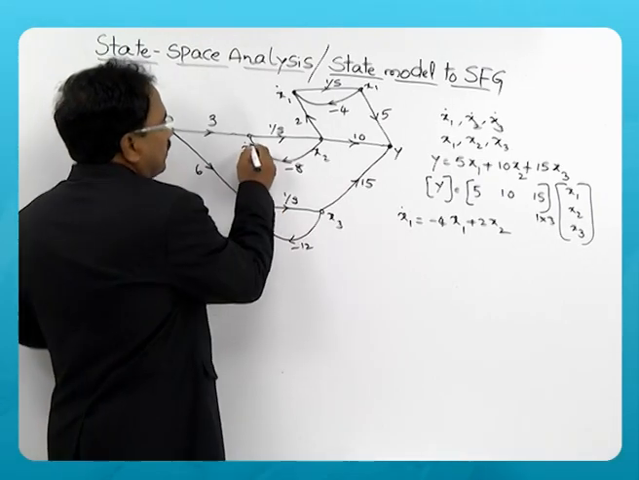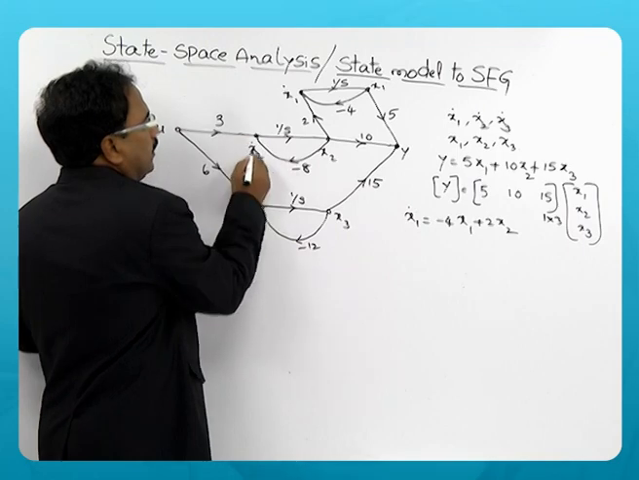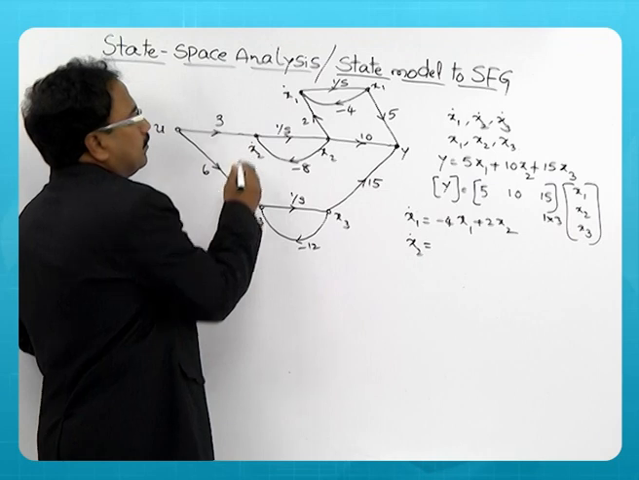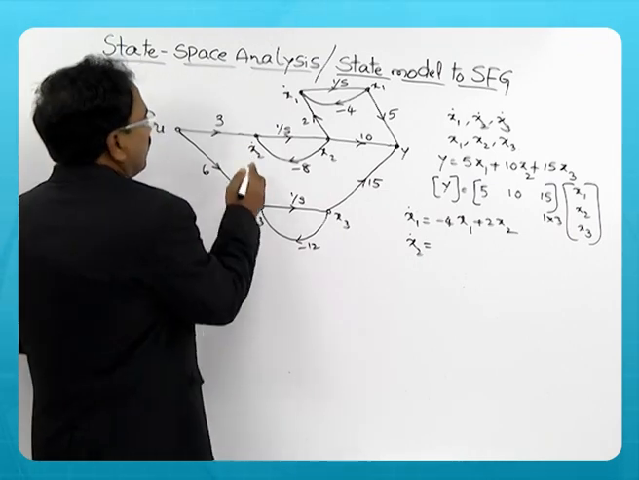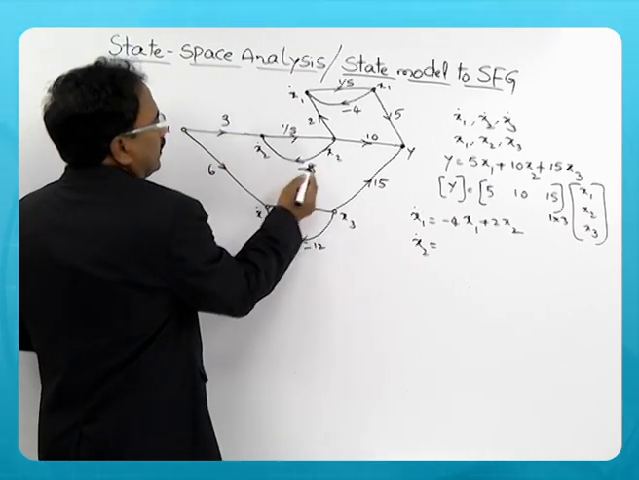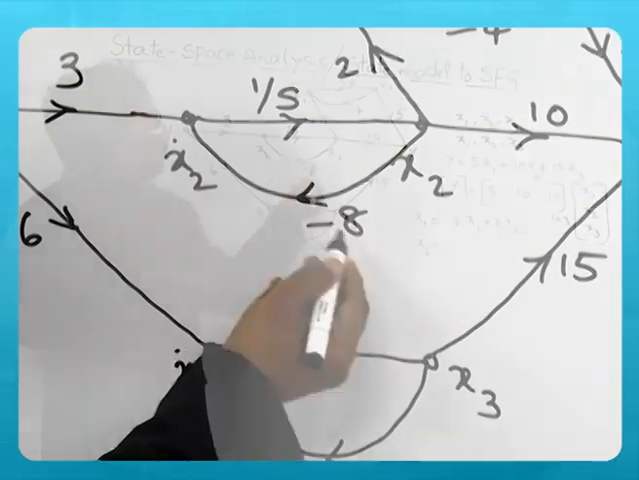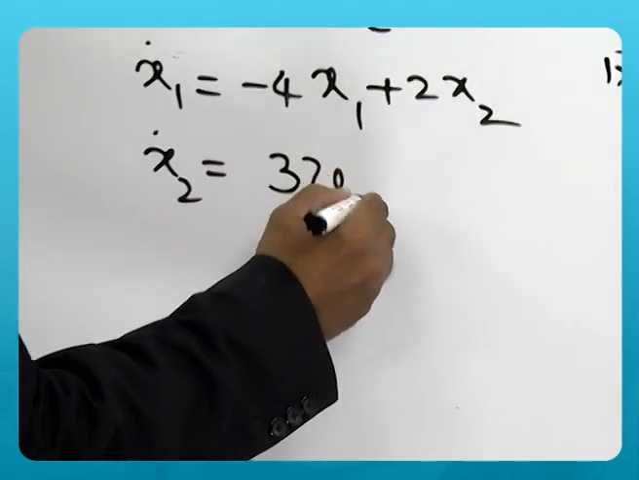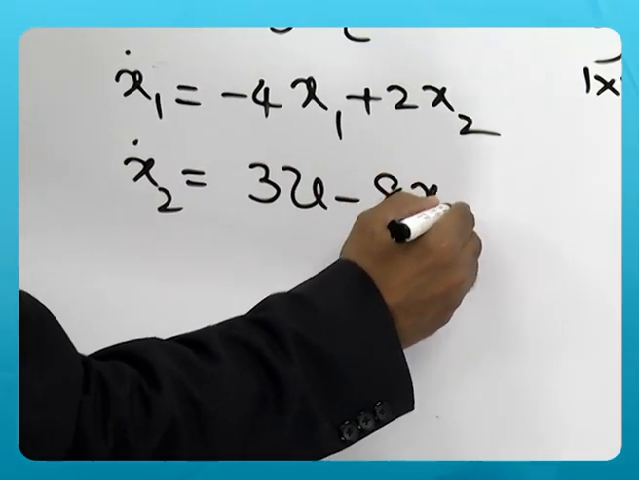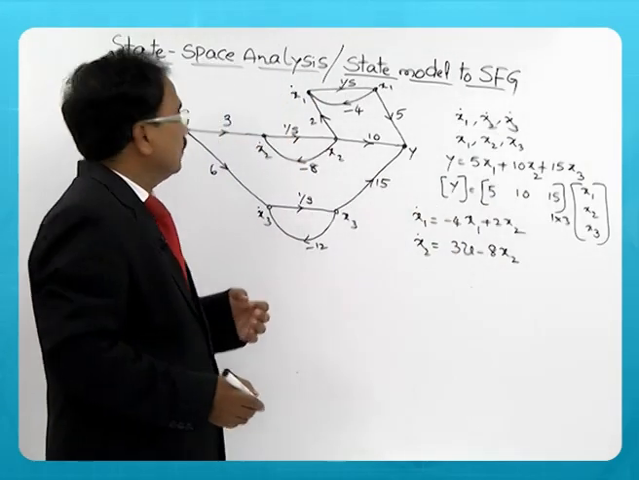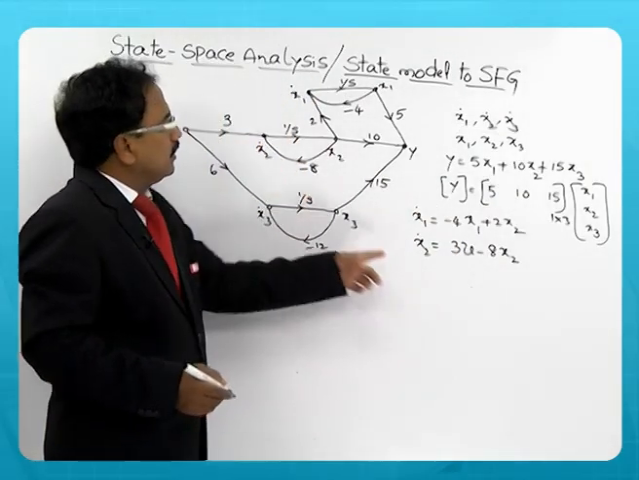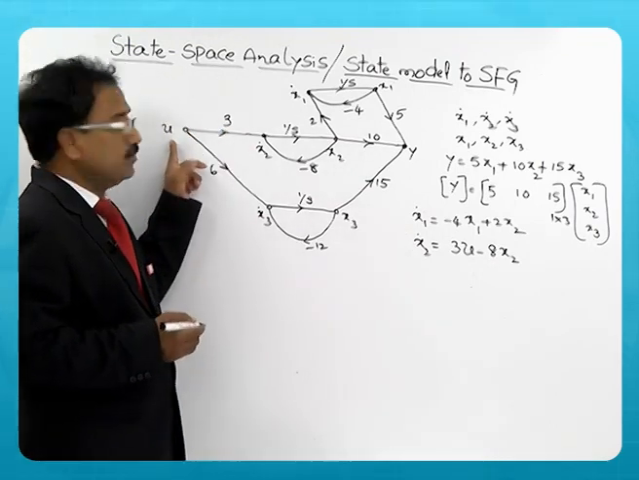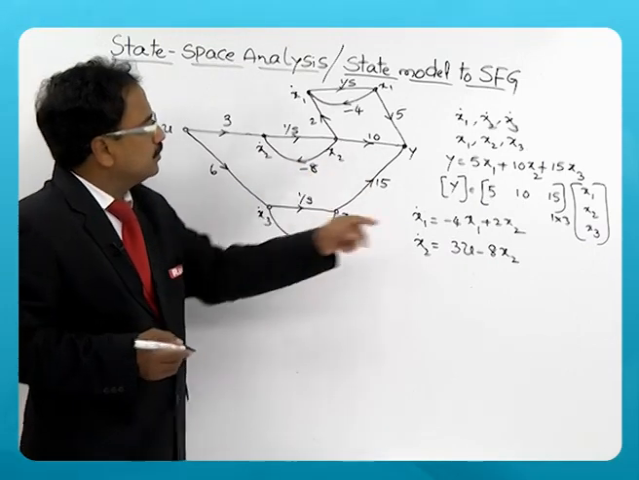Similarly, I want to get x2 dot. x2 dot is the node here, so I want to write x2 dot. What are the branches approaching x2 dot? One is 3u and the other one is from x2, there is a branch with -8 gain. So I can say that 3u minus 8 x2. So this is x2 dot, you could get now as 3u, this is the branch, 3 times u, and -8 times x2 you could get.